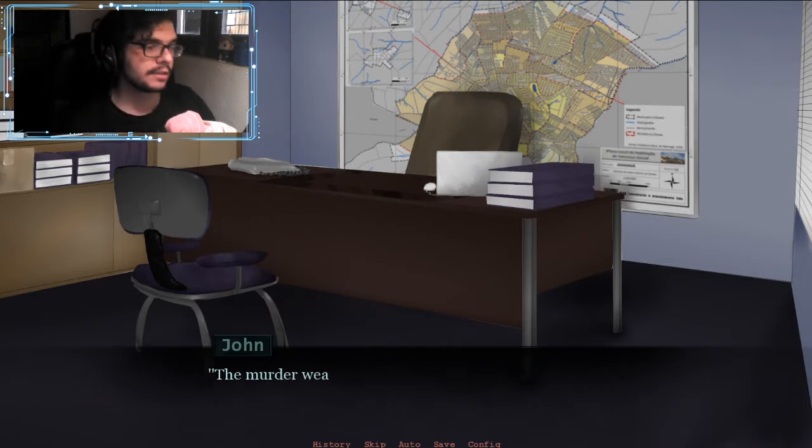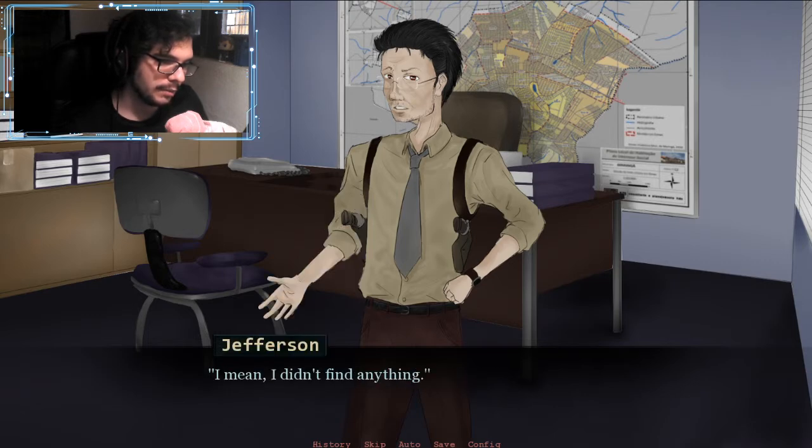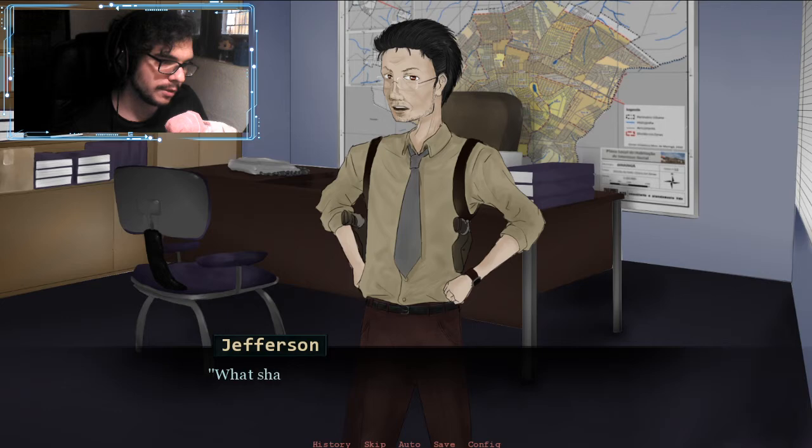Not a big conclusion, but it is something. Murder weapon. Jefferson! Yes, John. Found something here. It's not that good, but it is something. I'll be honest with you, John, maybe I'll read the whole thing. What do you mean? I didn't find anything, but I found... Right, so what shall we do now? What we always do, right? We'll continue investigating.